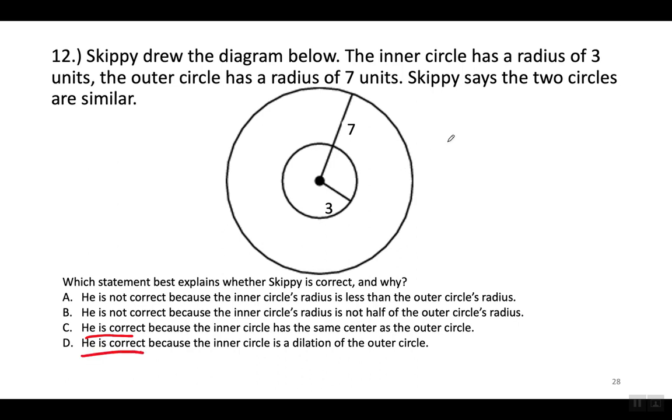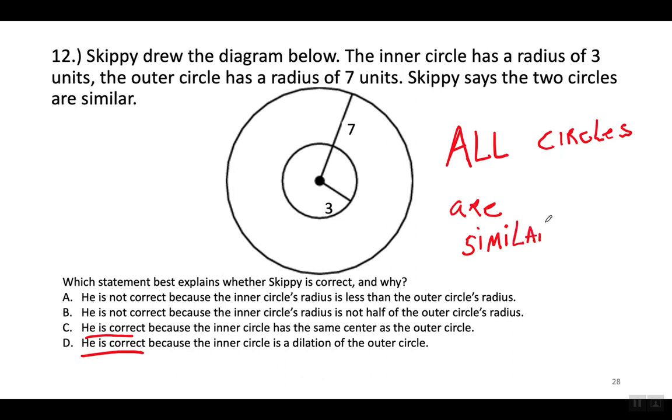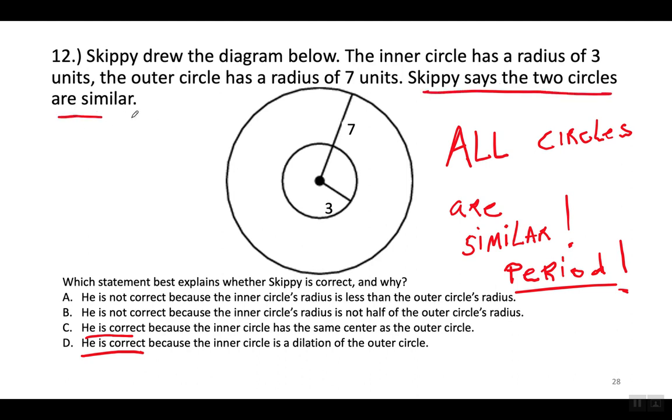Because like I just said, let me write it somewhere. All circles are similar. Sorry, I'm writing slow because I can tell the pen I'm using is starting to mess up. And just for emphasis, period, since I know you guys like to say that. All circles are similar. So it says here that Skippy says the two circles are similar. Is he correct? Yes or no? Right off the bat, yes, he's correct, because all circles are similar.